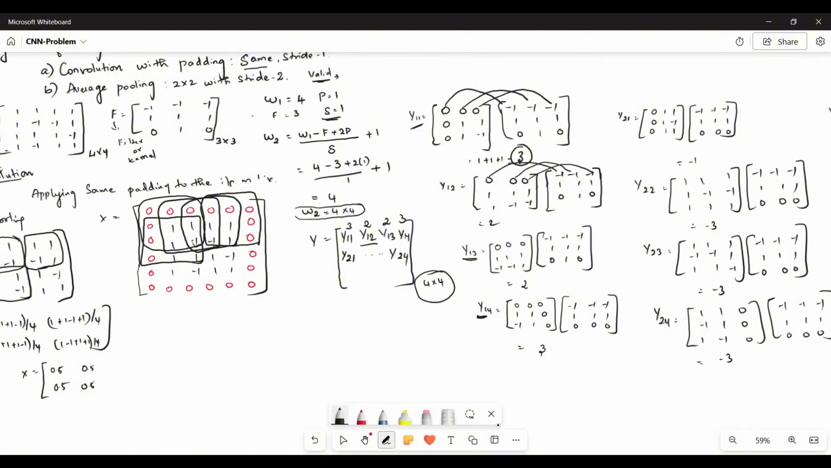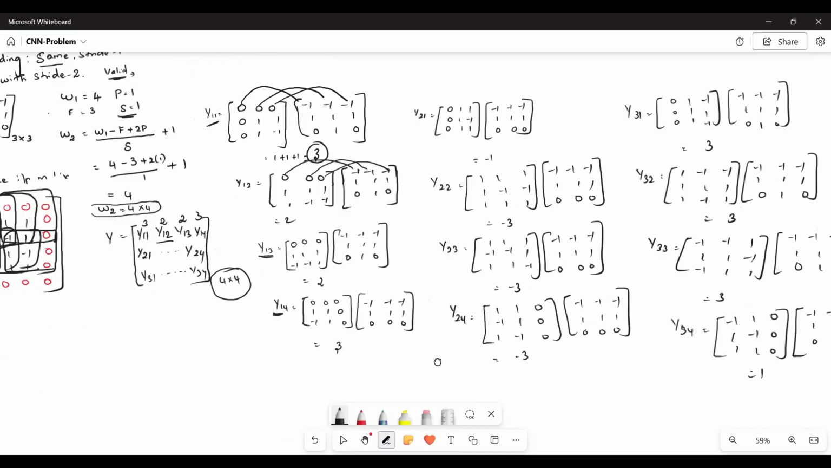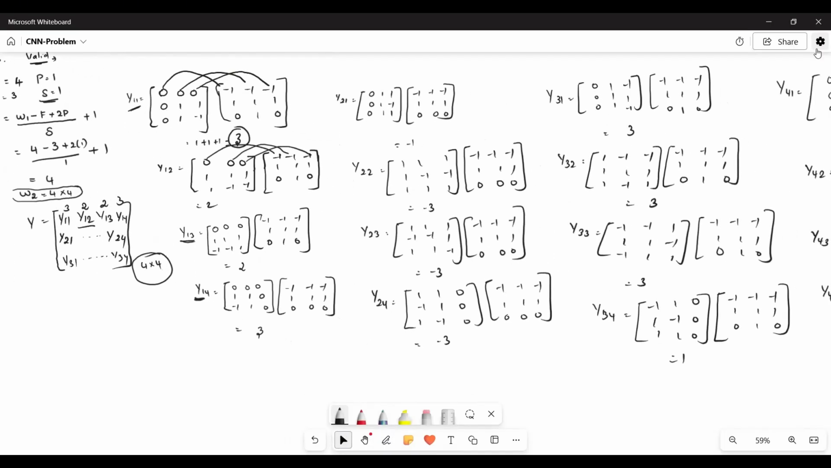So again, shifting the input values towards the vertical direction for y31. So this is for y31, this is for y32, and this is for y33, and the last one is for y34. So this is what I have done here: y31, y32, y33, and y34.